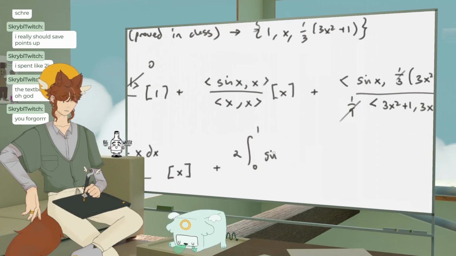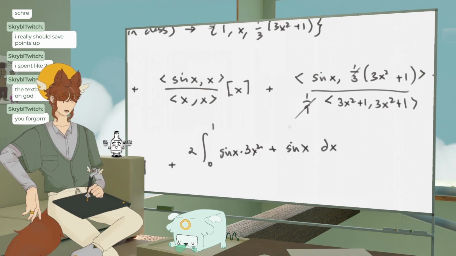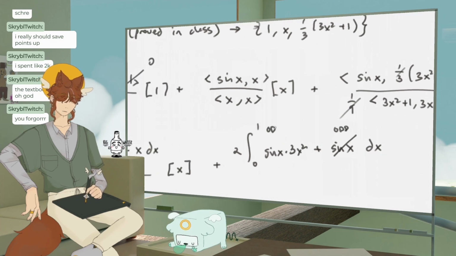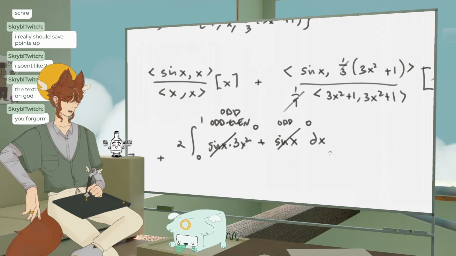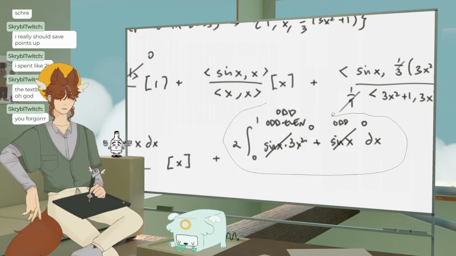What is that? Sine x times 3x squared plus sine x. Oh, that's gonna be 0. That's gonna be 0. Odd. This is odd times even. Odd. Yes! 0! Whole term is just 0. Oh my god, it's so clean.